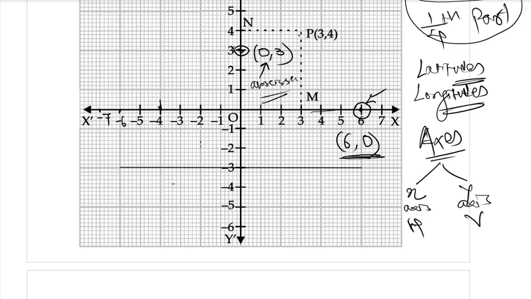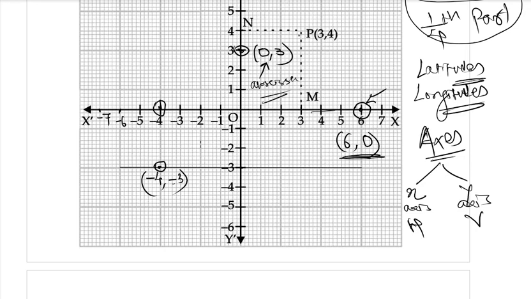Take a point on this line. Suppose this point. What are the coordinates of this point? Where does this point meet the x-axis? Over here. So the x coordinate is -4. What is the y coordinate? Where does this point meet the y-axis? -3. So the coordinates of this point are -4 and -3.